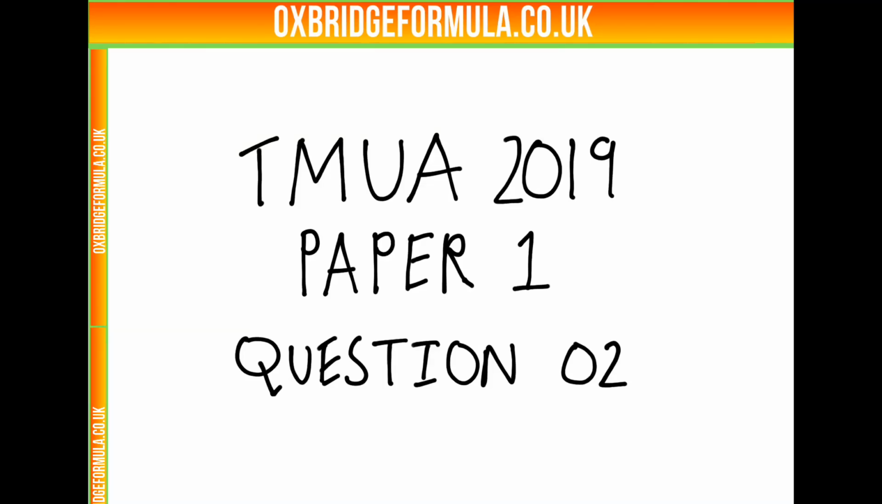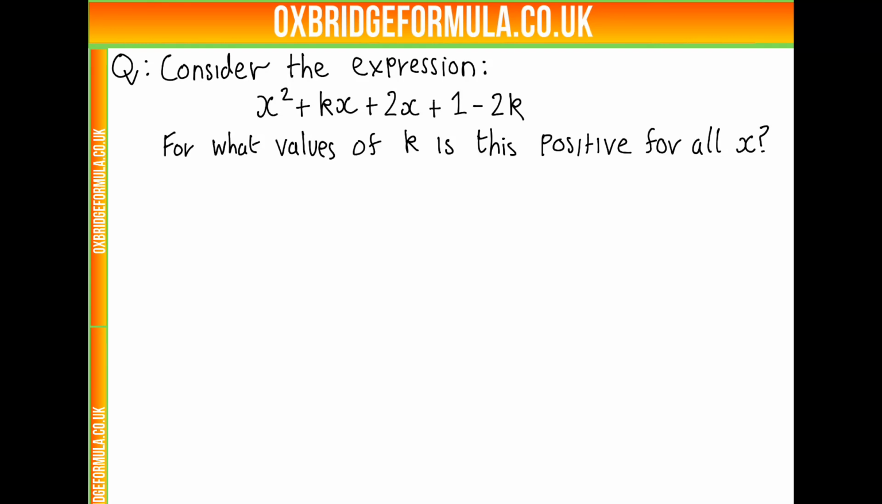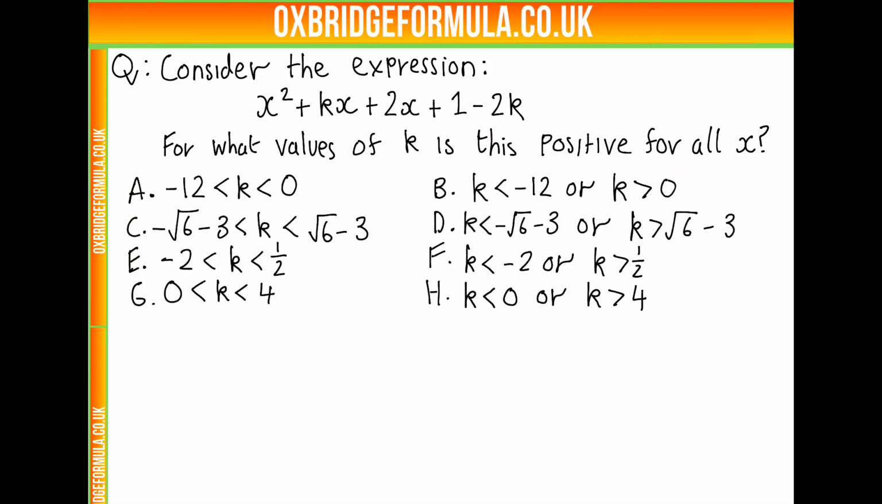This is question 2 from paper 1 of the 2019 TMUA exam. In this question, we're asked to consider the expression x squared plus kx plus 2x plus 1 minus 2k, where k is some real constant. And then we're asked, for what values of k is this expression positive for all x? And we're given the following 8 possible options for values of k for this condition to hold.